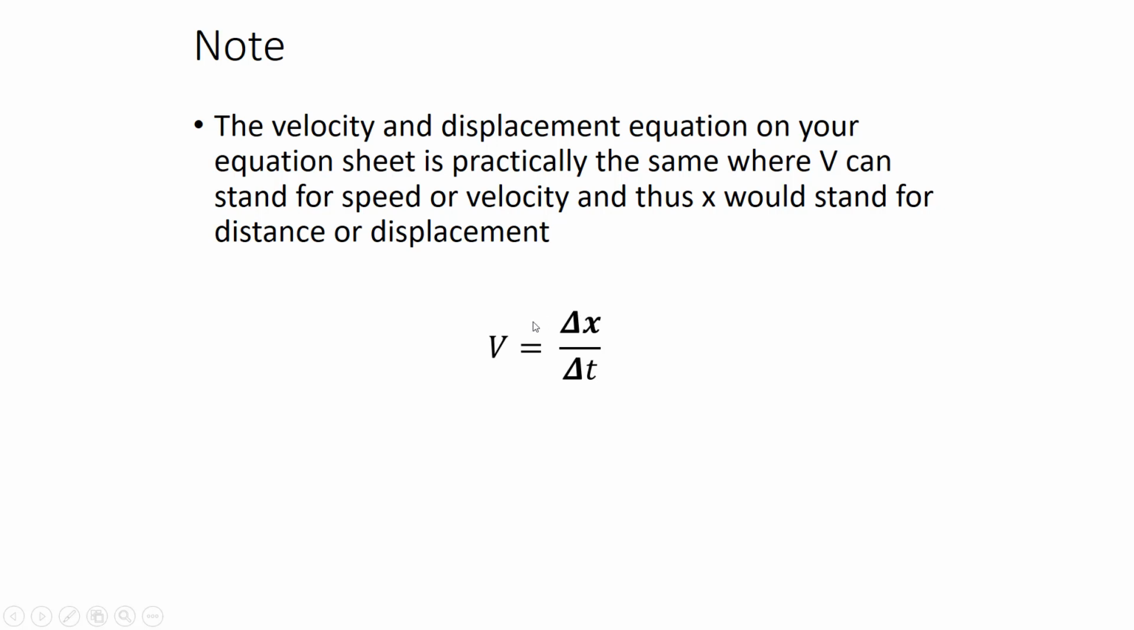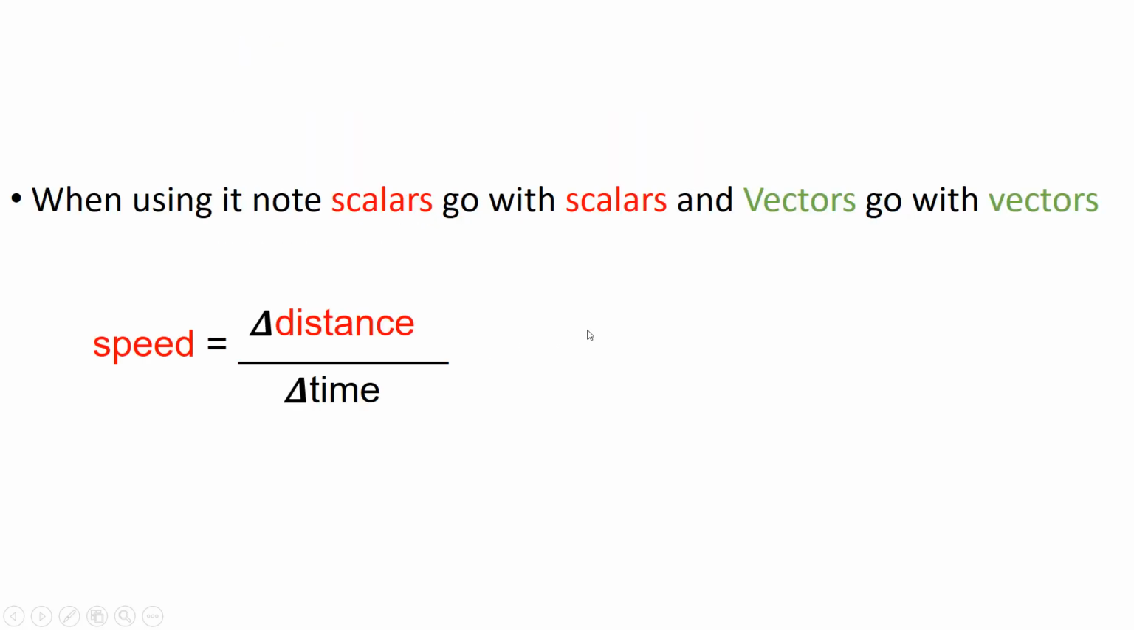Okay, so this is an equation we're going to use a lot. Velocity equals change in x over change in t, and this change in x represents displacement. If you get really particular, it's displacement along the x-axis, but we're going to use it for displacement anywhere. And then change in t is going to be time. And we could use this. Scalars go with scalars.